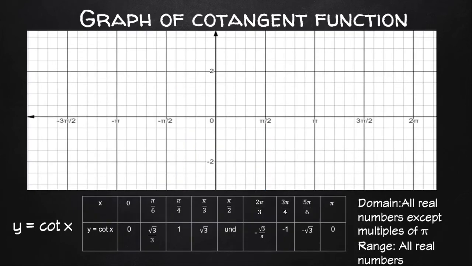Now the reciprocal of tangent is the cotangent function, y equals cotangent x, and we have the points here from 0 to pi, and then we will try to graph that one. The domain of the cotangent function is all real numbers except multiples of pi. 0, negative pi, 2 pi, and multiples of pi are vertical asymptotes of the cotangent function. And the range is all real numbers.